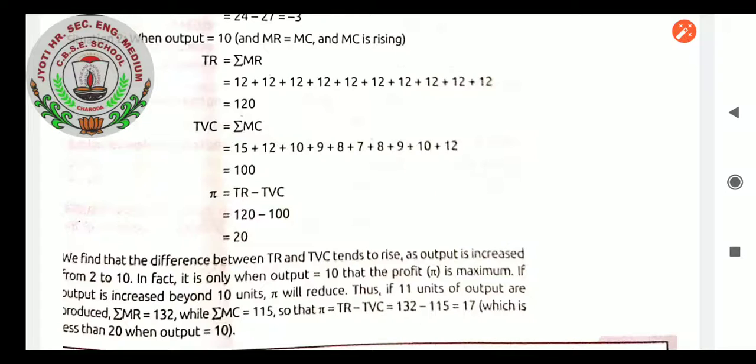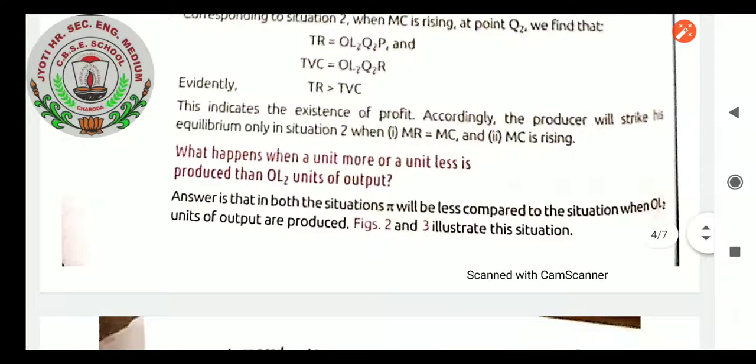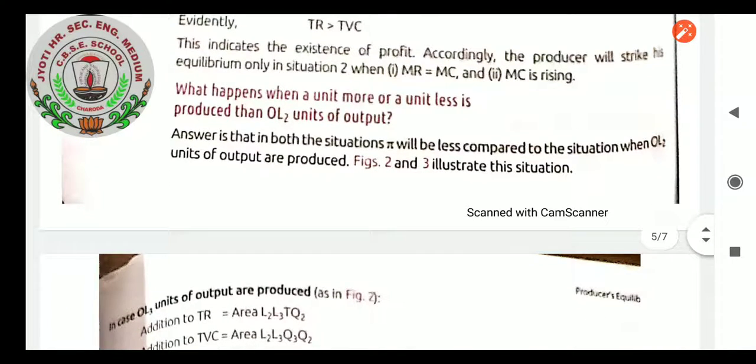The total revenue formula is the sum of marginal revenue, whereas the total variable cost formula is the sum of marginal cost, which is given in the question. After calculating this, we can easily find the profit, pi, at each and every unit. This diagram is exceptional. What happens when one unit more or less than OL2 units of output is produced? The answer is that in both situations, pi will be less compared to when OL2 units of output are produced. Figures 2 and 3 illustrate these situations.